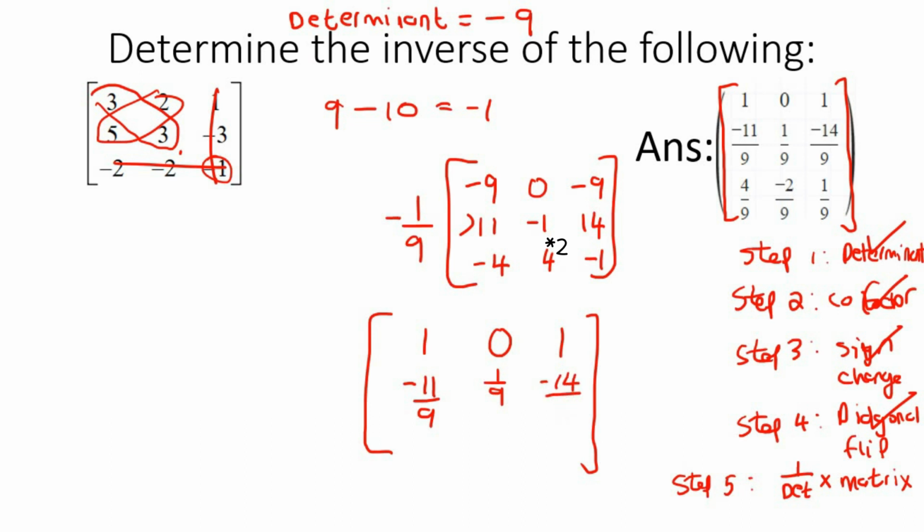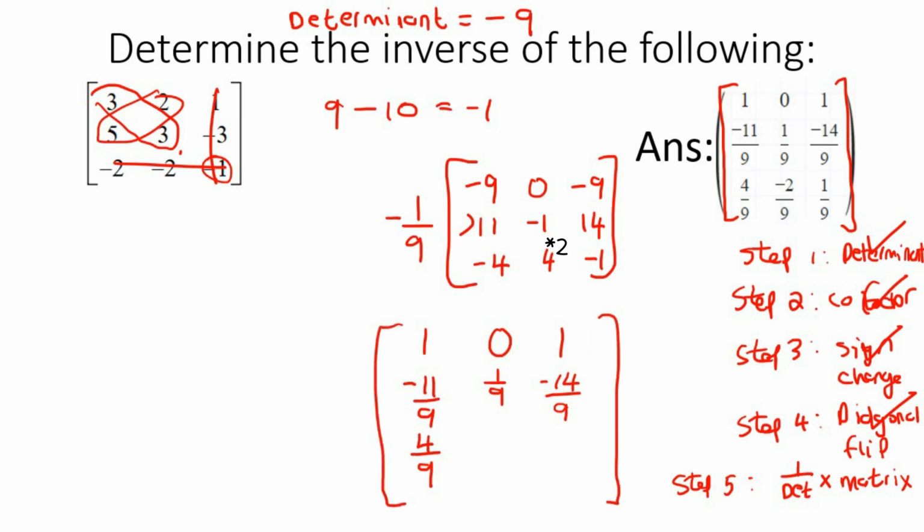And then what's next? Okay, then we're going to do this one, so that's going to be +4/9. So +4/9. And then this one, so that's -4/9. And then negative out of negative makes a +1/9.